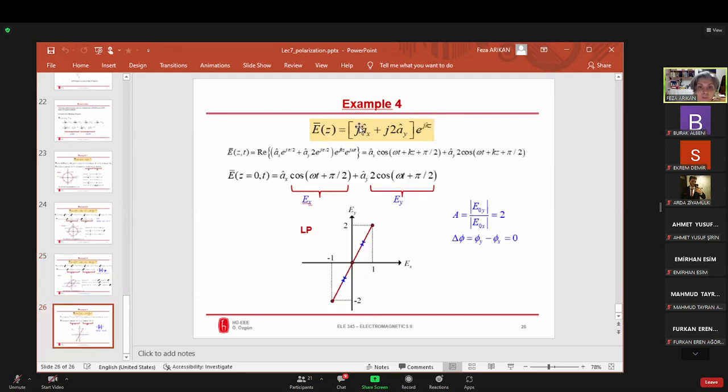Okay, my fourth example is jax plus 2jay, e to the minus jkx. You see that they have the same phase, but different magnitudes. You can immediately tell me that it's a linear polarization because they have the same phase. They are in phase with each other, as you see, and their magnitudes are different. Therefore, A is equal to 2, phi is equal to 0. So this is the left hand, linear polarization. Okay, you move in this direction. Any questions from here?